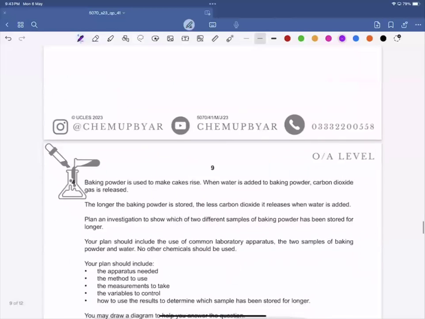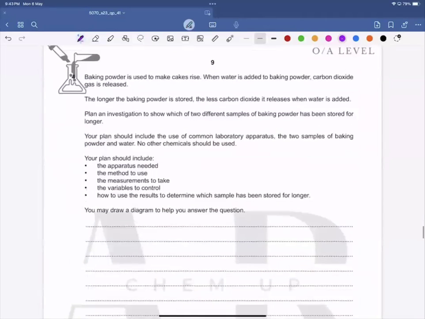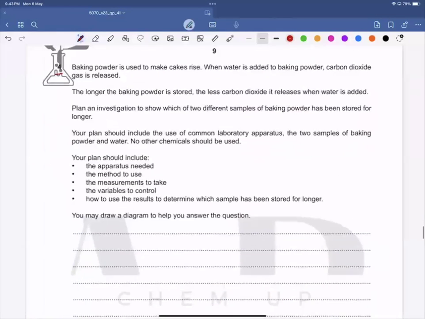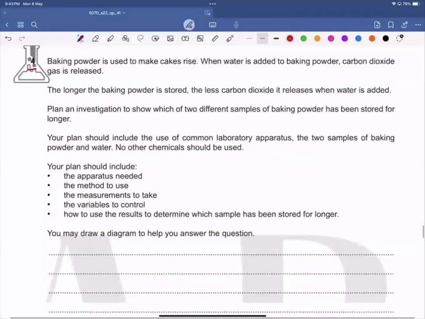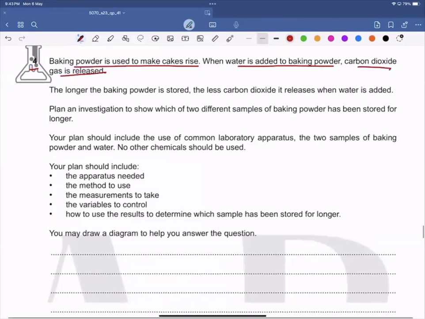Now, question number 4. This is the designing experiment question. And in this question, you guys might get some difficulty. Baking powder is used to make cakes rise. When water is added to a baking powder, carbon dioxide is released. The longer the baking powder is stored, the less carbon dioxide it releases when water is added. Okay. So it means the one which is prepared earlier.